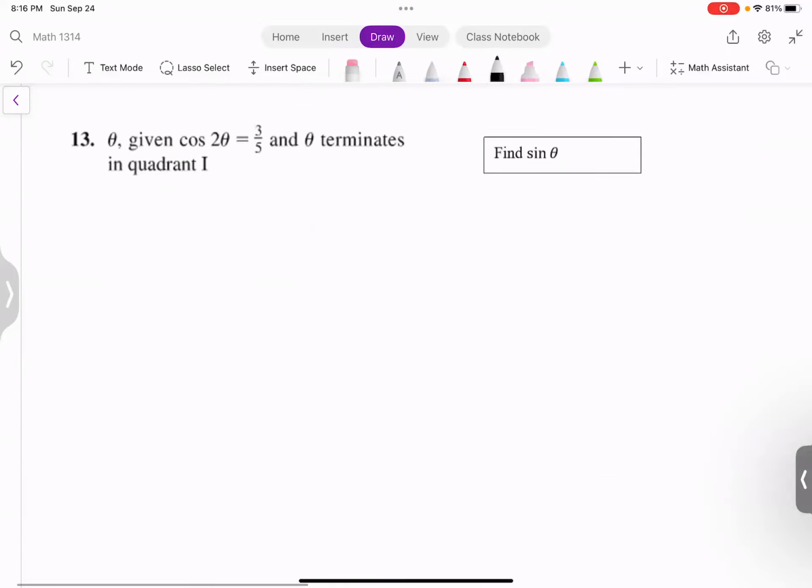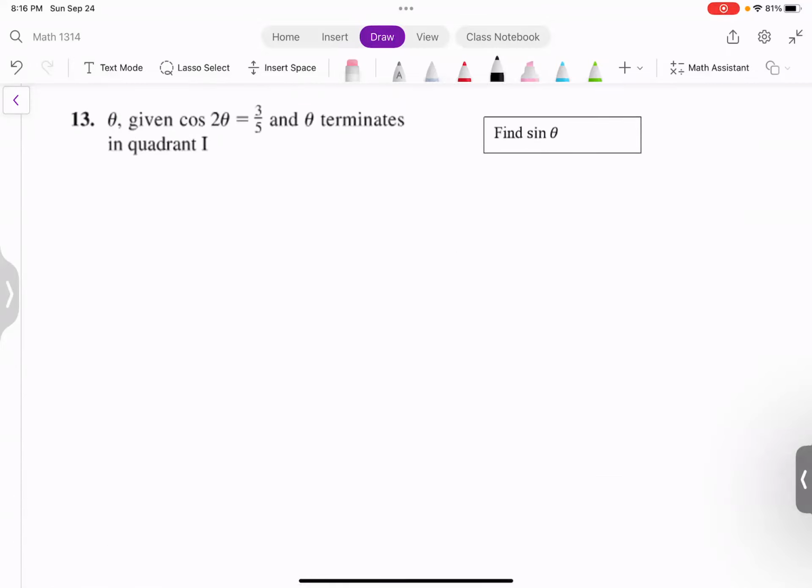Okay, let's see the next one. The given information is cosine 2 theta equals 3 over 5, and theta is in quadrant 1. Find the sine theta. So first, from the given information, theta in quadrant 1 means sine theta is positive, greater than 0. And how to find sine theta? The given information is cosine 2 theta. What is the relationship between cosine 2 theta and sine theta? We just learned the formula today.